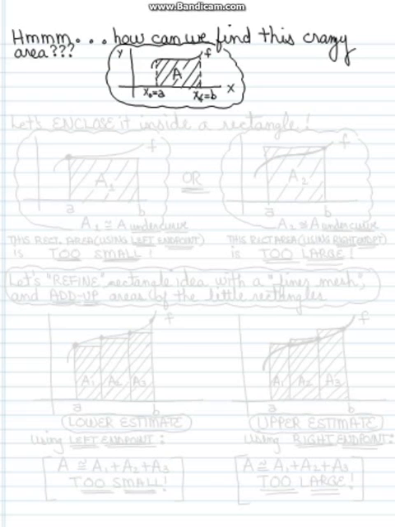So this is where we left off in the last video. We said, how can we find this crazy area under curve F bounded by, on the left, x initial equals A, and on the right, x final equals B. And the idea is that maybe we can enclose this strange area inside of an area that we're familiar with, a rectangle.